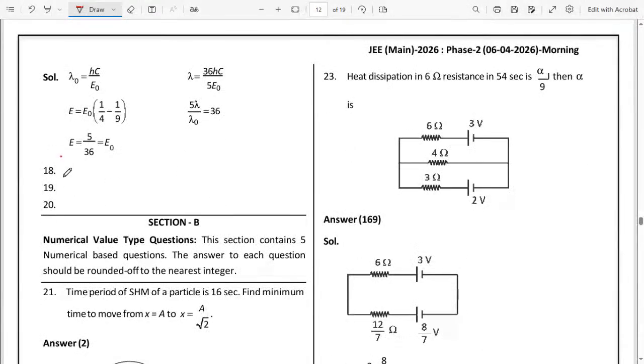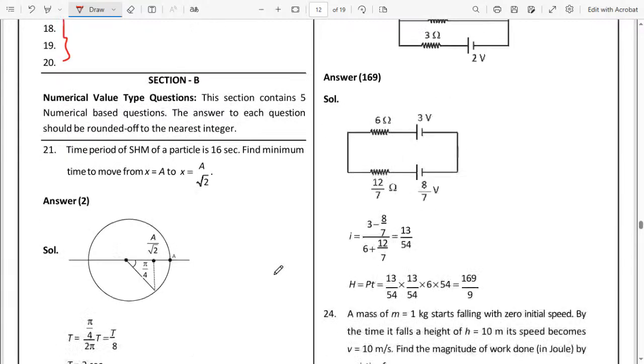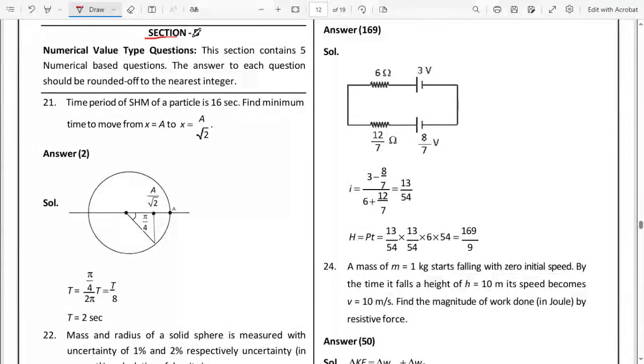Yes, students, as I said, this is a memory based question paper. Some questions were not obtained, so question numbers 18, 19, 20 are kept blank. Next. Section B. Dear students, this section B contains 5 numerical based questions. Yes, you have to answer these questions using only numbers. Right. Next, question number 21.